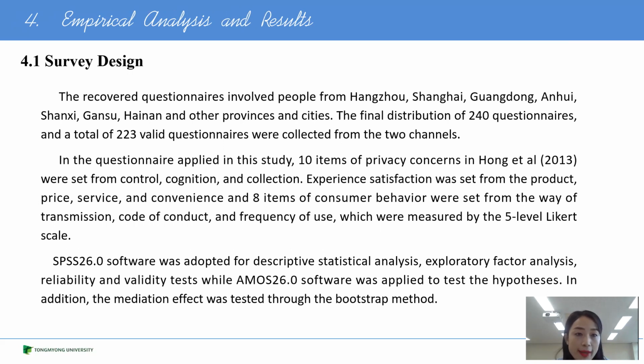For Part 4, Empirical Analysis and Results. 1. Survey design. The recovered questionnaires involved people from Hangzhou, Shanghai, Guangdong, Anhui, Shanxi, Gansu, Hainan, and other provinces and cities. The final distribution of 240 questionnaires and a total of 223 valid questionnaires were collected from the 2 channels.